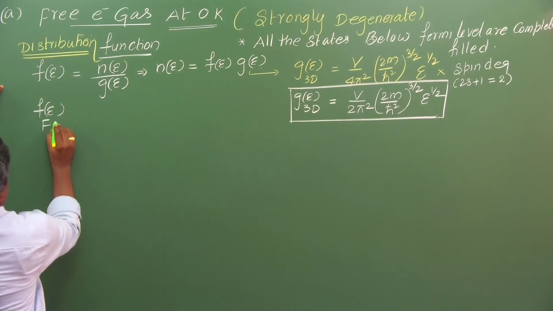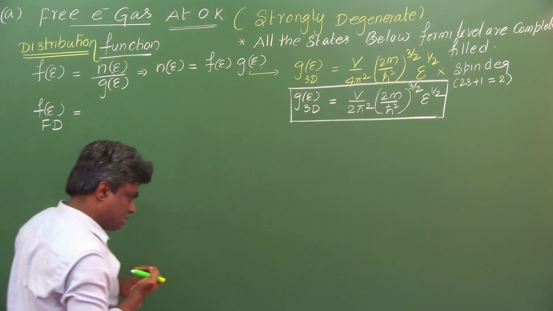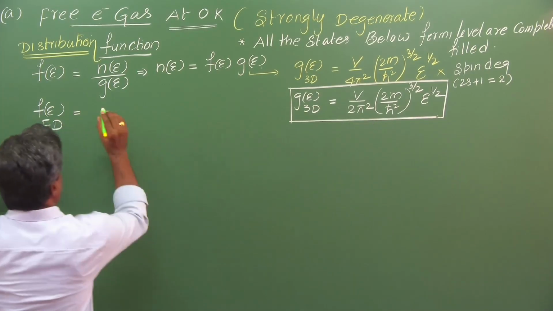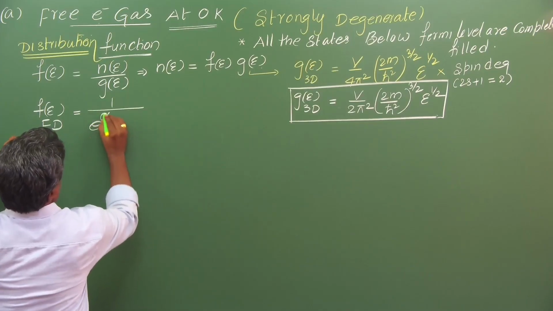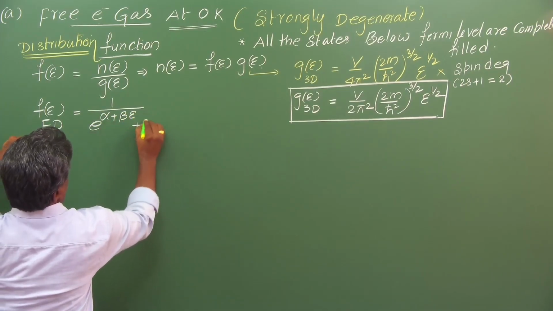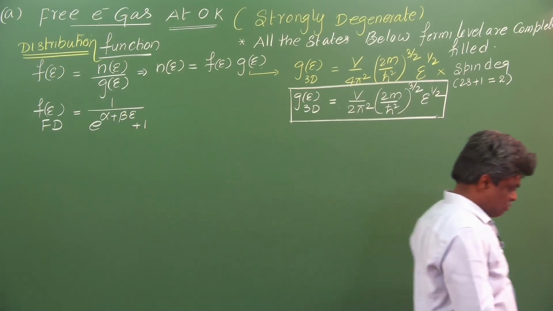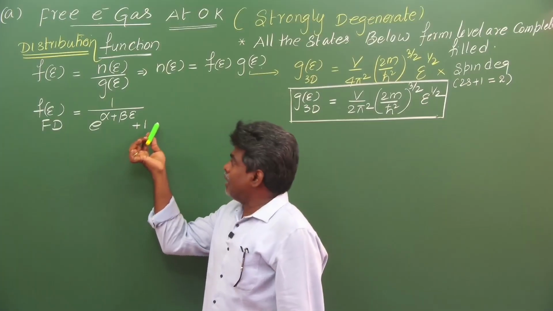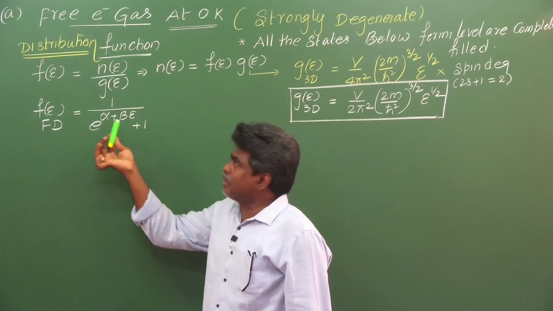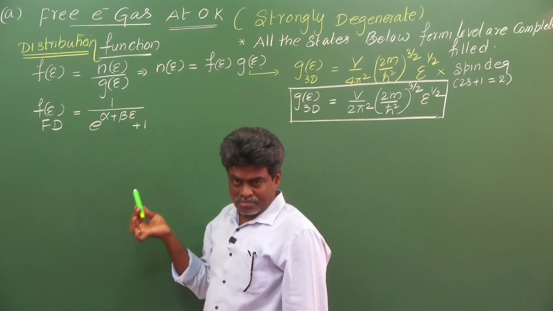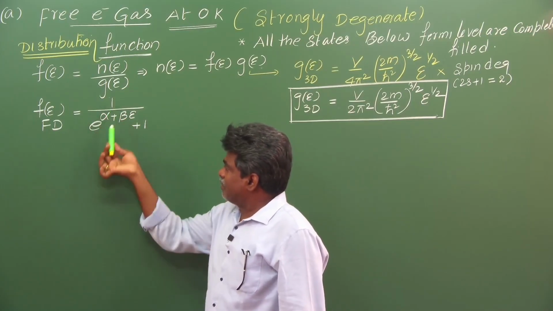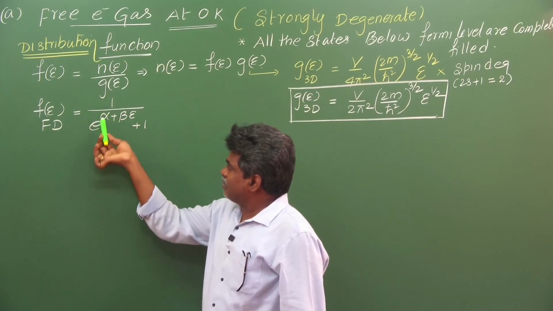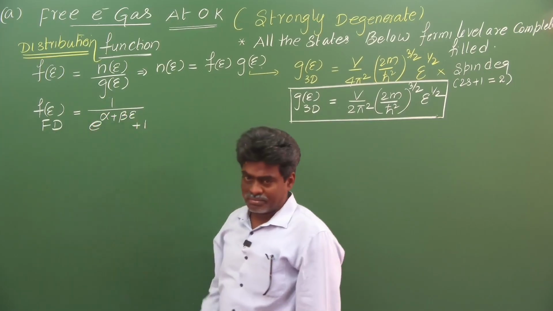Distribution function for Fermi-Dirac statistics. There are 3 statistics: Maxwell-Boltzmann, Fermi-Dirac and Bose-Einstein. I am just giving Fermi-Dirac, but I will derive it later. Fermi-Dirac: 1 by e raised to alpha plus beta e, plus 1. Bose-Einstein: minus 1. And Maxwell-Boltzmann: nothing. Maxwell-Boltzmann: 1 by e raised to alpha plus beta e. Fermi-Dirac: 1 by e raised to alpha plus beta e plus 1. Bose-Einstein: 1 by e raised to alpha plus beta e minus 1.